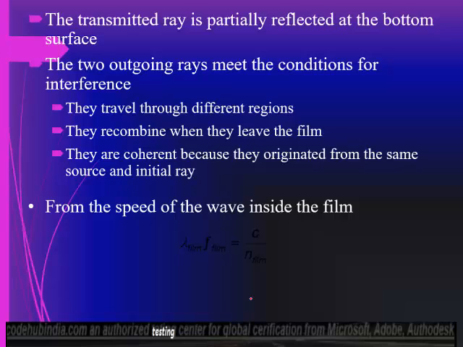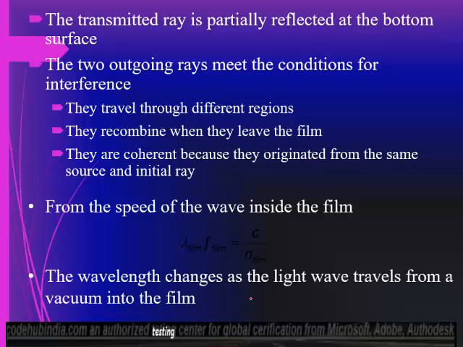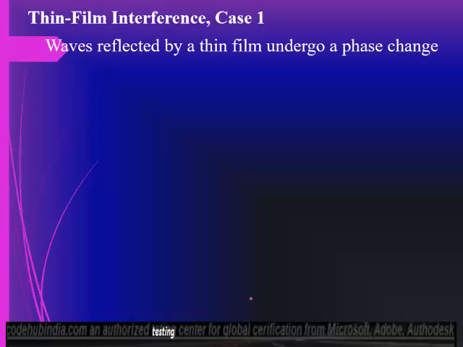Lambda in the film equals lambda light divided by n. We get the wavelength change as the light wave travels from vacuum into the film, and the number of extra wavelengths is equal to 2d by lambda wave. The waves affected by the thin film undergo a phase change.